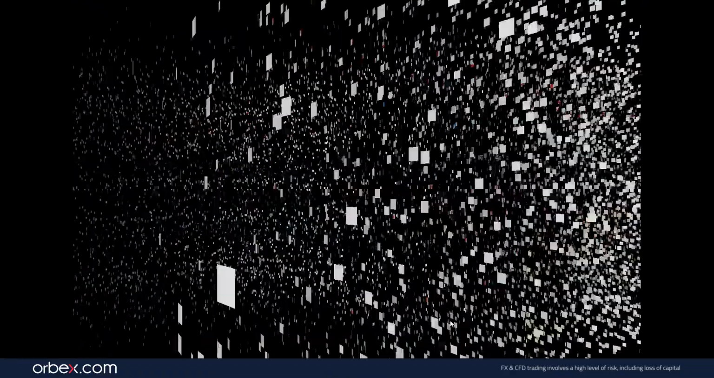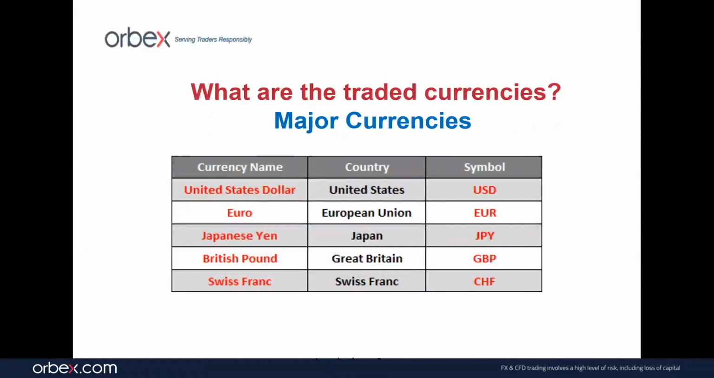So just moving on. I hope you like the presentation so far and the design. What are the traded currencies? So the major currencies at the moment. We've got dollar, euro, Japanese yen, British pound, and Swiss franc. These are what you could call the most popular for a lot of traders and investors.